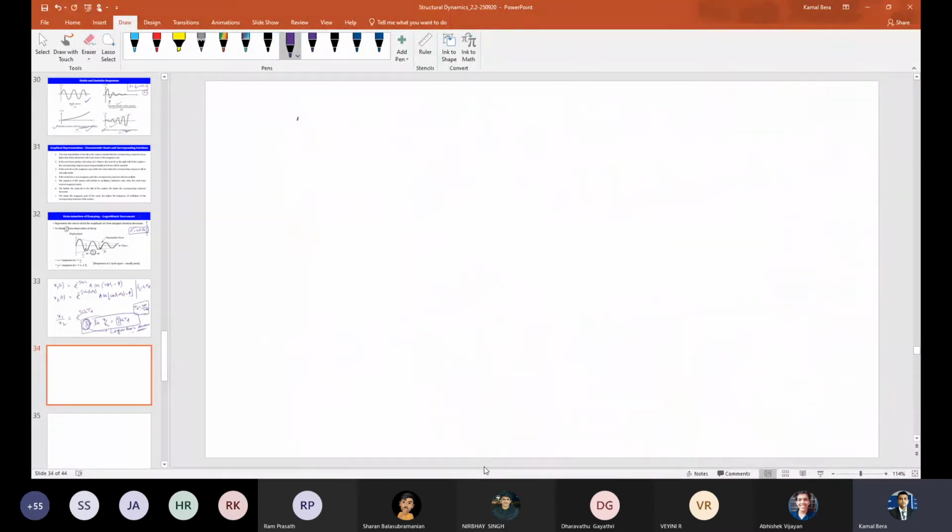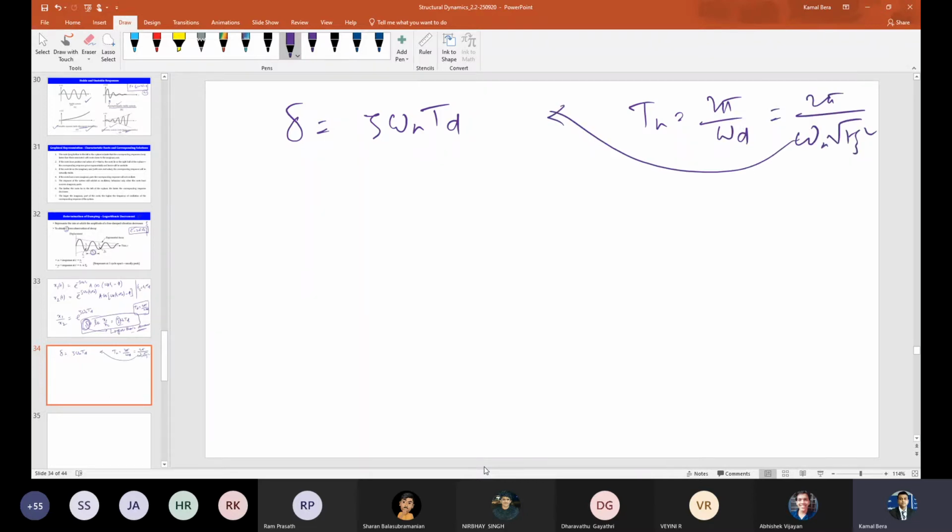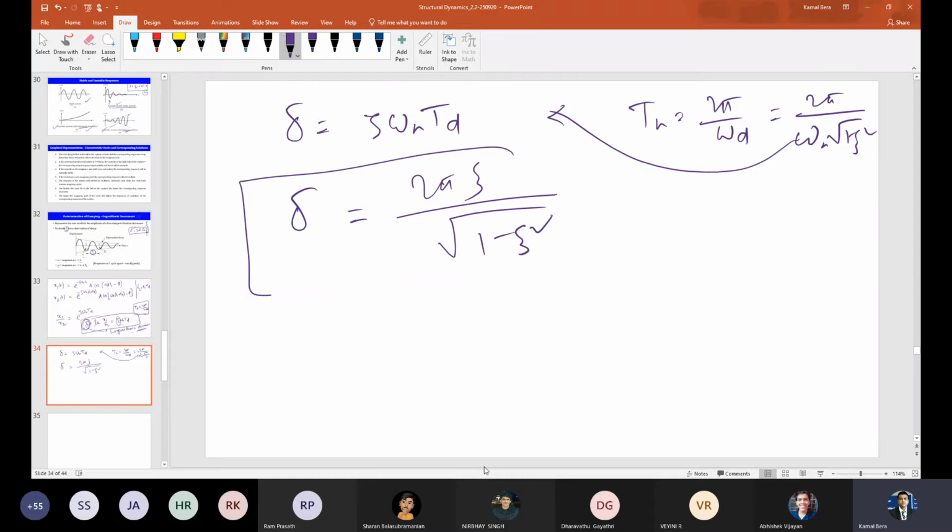Okay, so if it is clear, zeta, omega and td. What is td? Again 2 pi by omega_d, which is 2 pi by omega_n root over 1 minus zeta squared. Substitute that. So what will we get? We'll get 2 pi zeta, omega_n will cancel out, over root of 1 minus zeta squared. So this is delta, right?